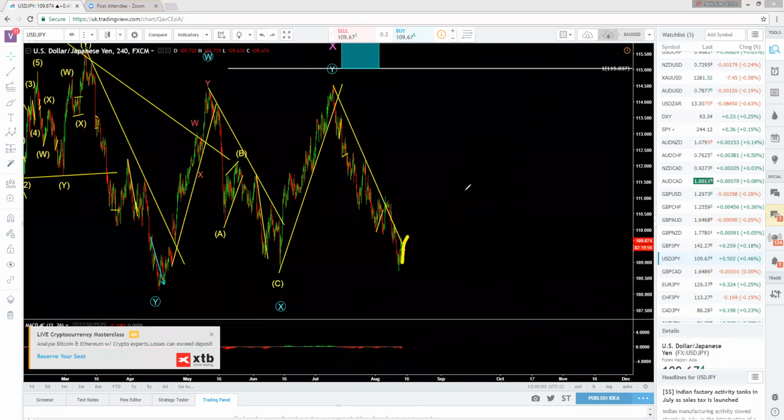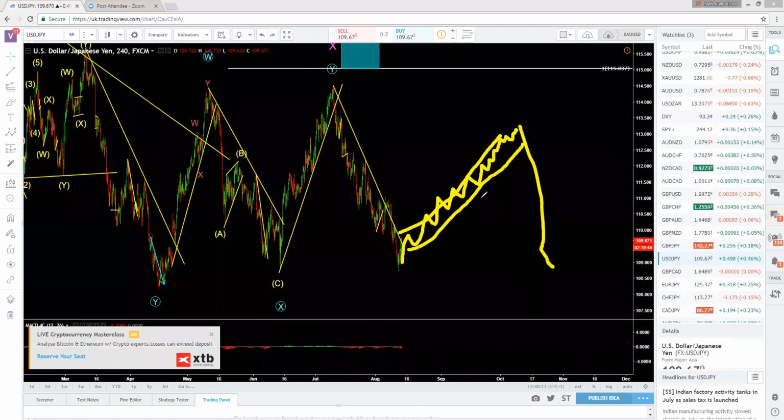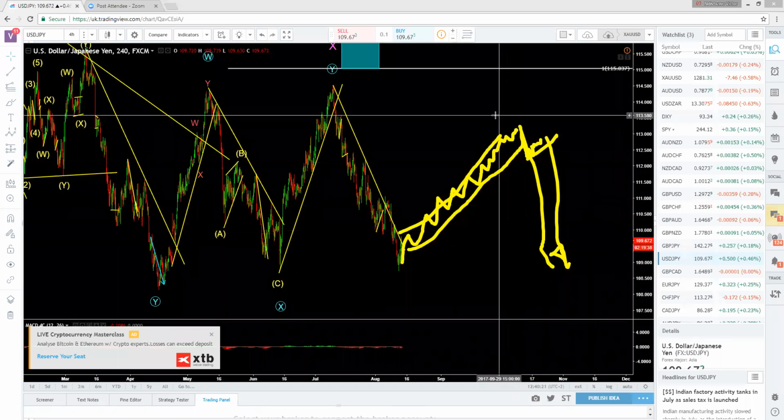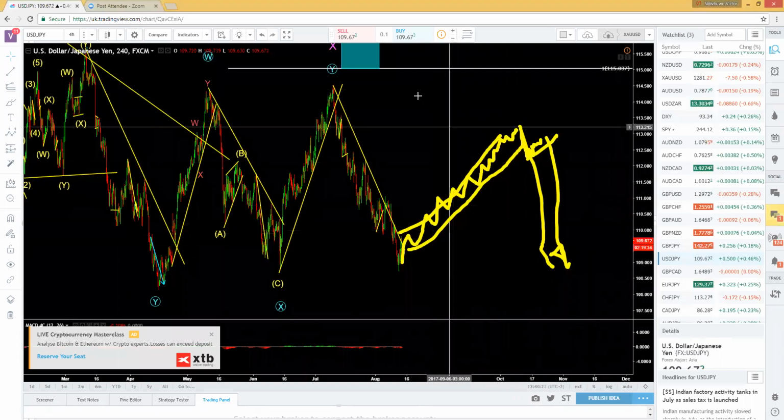If it reverses deep, that will be giving us a flat correction before I move down. Either way, we will know if this happens, we will know that this is done. When this is broken, we get a flag and then we go down. That's how we're gonna trade this. But for now, if you want to trade this to the upside, this is what you need to look at.